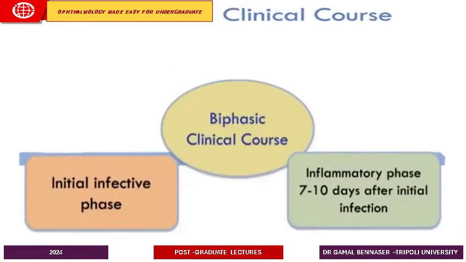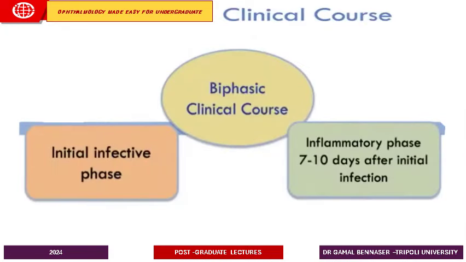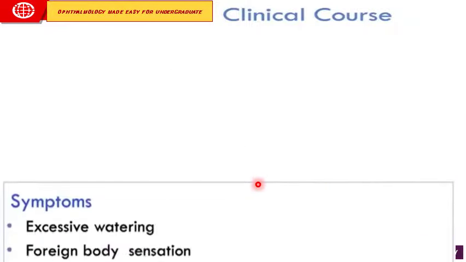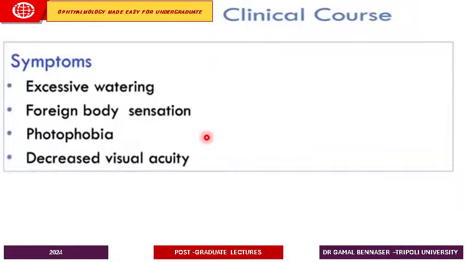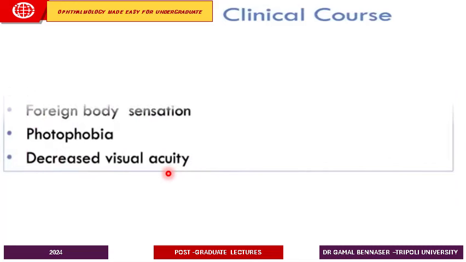Now, the clinical course of the disease can be biphasic, with an initial infective stage characterized by active virus replication, and another inflammatory phase due to the host immune mechanism, which can last up to 7 to 10 days after the initial infection. The patient will predominantly present with excessive watering, foreign body sensation, photophobia, and decreased visual acuity. This is the main complaint of the patient, of course, apart from the complaint of redness of the eyes.